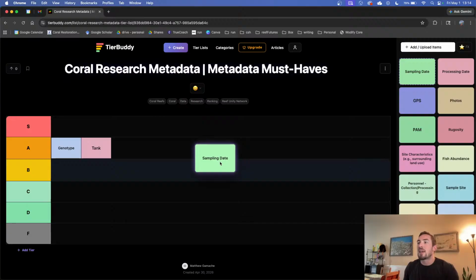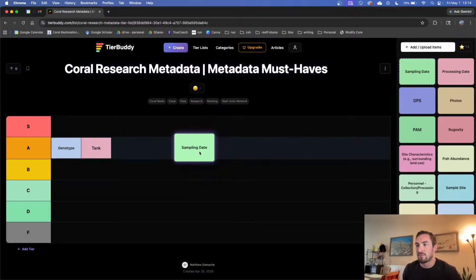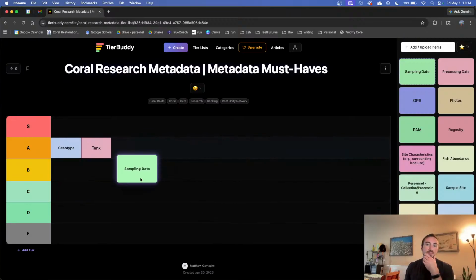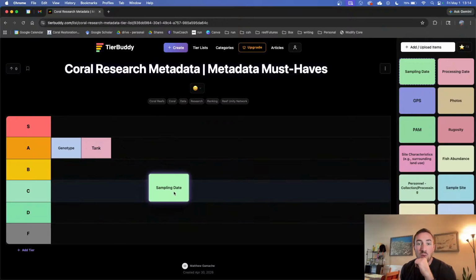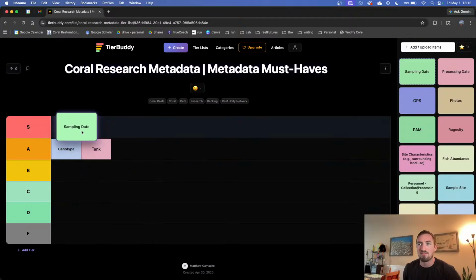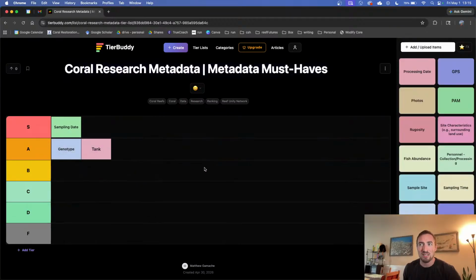All right, sampling date. This one would refer to when you collected your samples, whether you're out in the field collecting sediment samples, which I have done, or collecting monitoring data out on the reef, or this can be when you collect corals from your tank experiments, or from the nursery, from the wild. When did you sample these bad boys? You pretty much always need to do this. I've never seen anyone not, so we're going to put it in S tier.